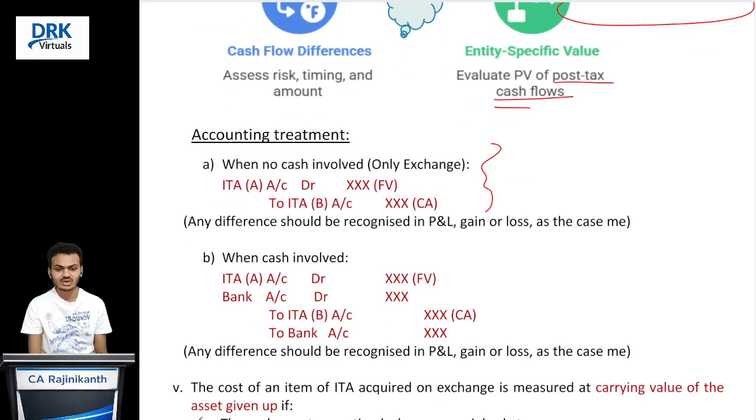Suppose there is no cash involvement, as we already discussed. Firstly, you de-recognize your own asset at carrying amount, and recognize the asset that we are acquiring at fair value. Fair value preferences we already discussed. First preference is the asset given up. Second preference is the asset that we are acquiring. If the fair value of the asset that we are acquiring is more clearly evident compared to the fair value of the asset that we are giving up, in that case we should recognize it at the fair value of the asset that we are acquiring. Any difference between these two amounts, you recognize in profit and loss account, be it a gain or loss.